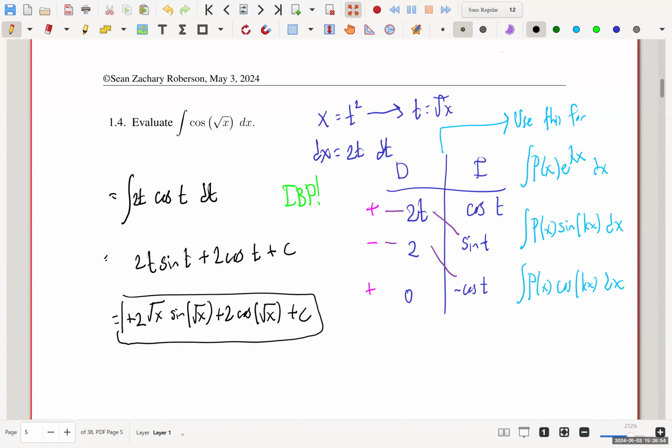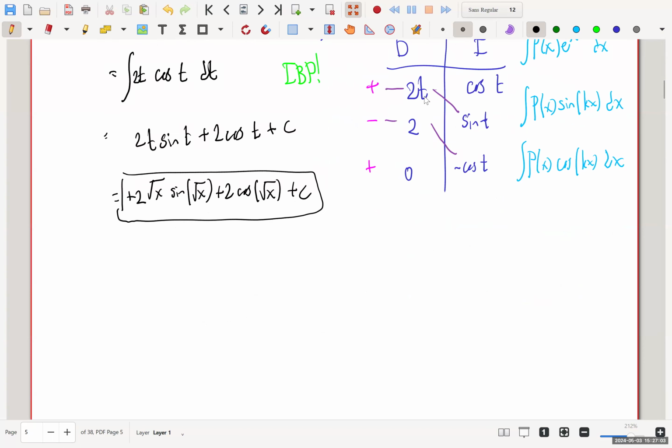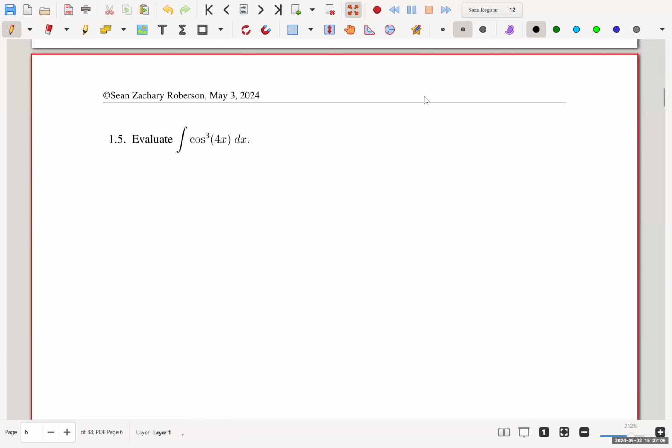All right, any other questions? Let's go on to the next one, 1.5. All right, so I have cosine cubed of 4x.